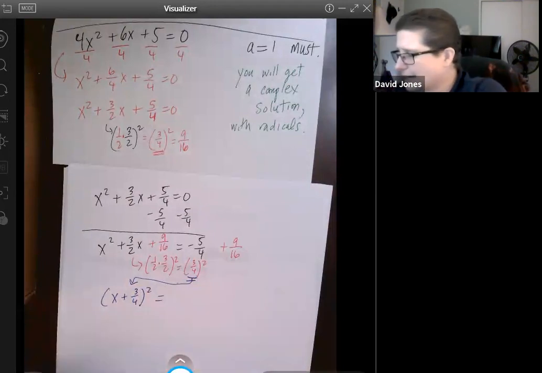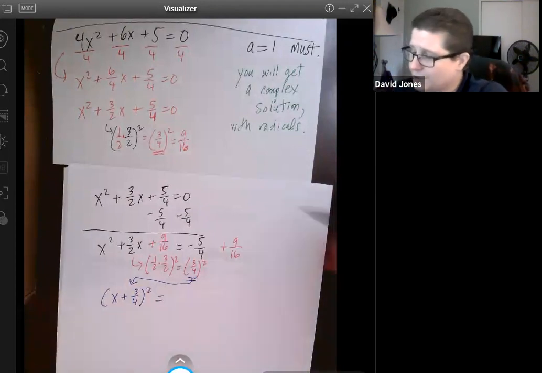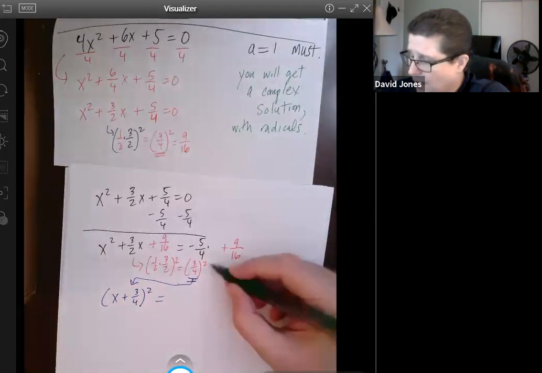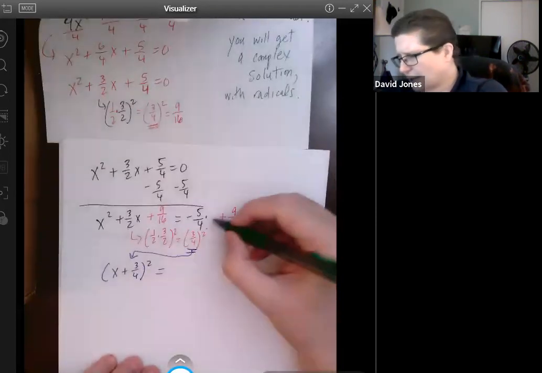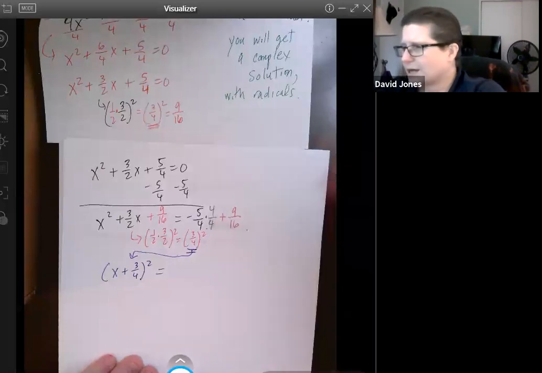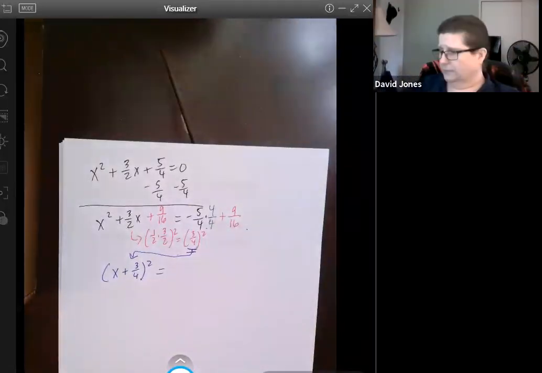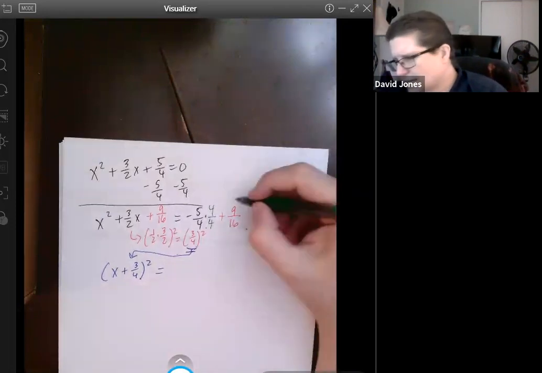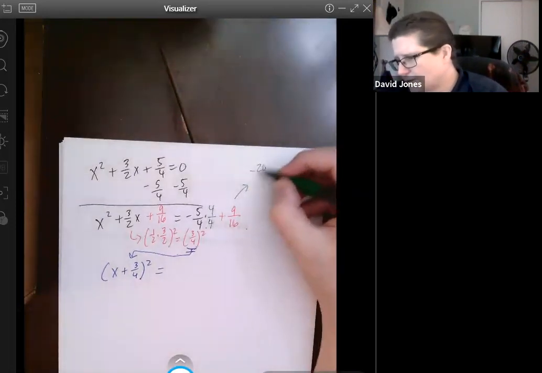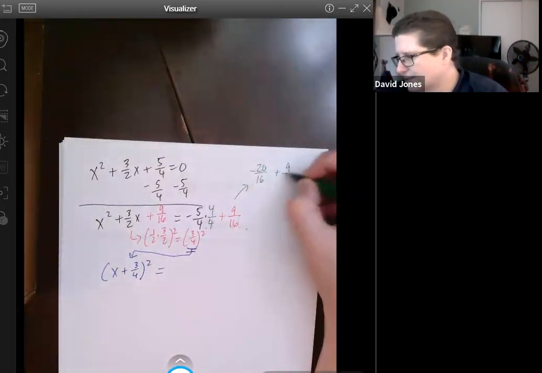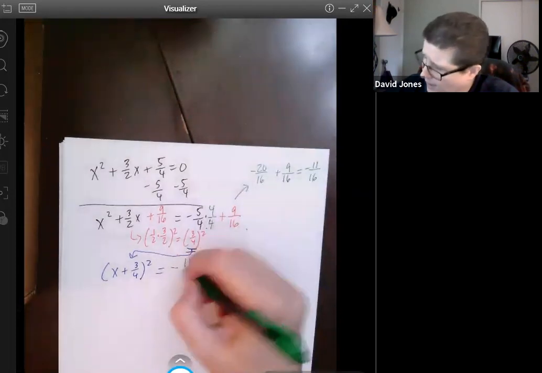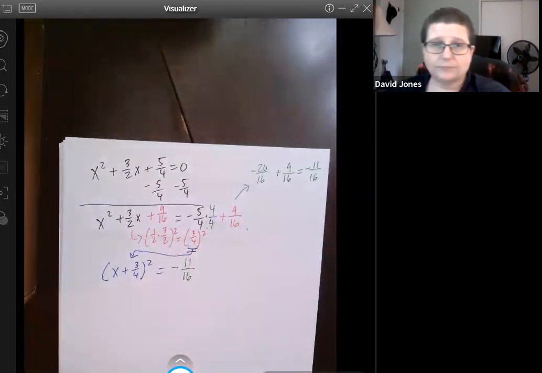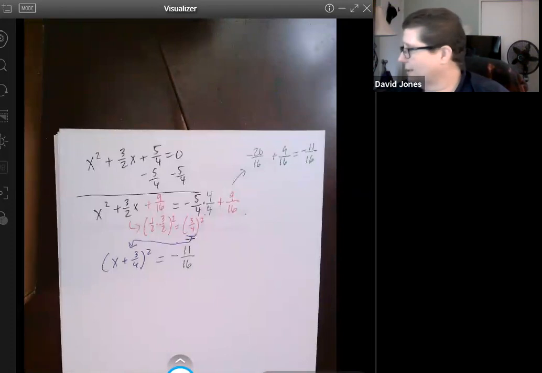The right side, I need to get a common denominator first. So what do I need to multiply 4 by to get 16? I need to multiply the bottom by 4, so I'll multiply the top by 4. And this ends up giving me negative 20 over 16 plus 9 over 16 is negative 11 over 16. Told you it was going to get ugly.